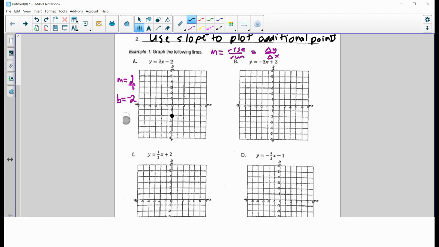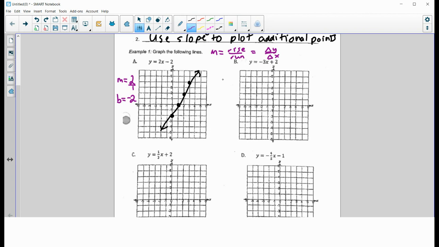Rise 2, run 1. Change 2 in y, change 1 in x. So up 2 over 1, up 2 over 1. And we know that our line should be heading in this direction, that it should be increasing because the slope was positive. Had it been -2, we would have had a decreasing line instead.